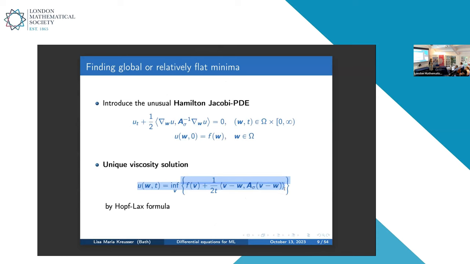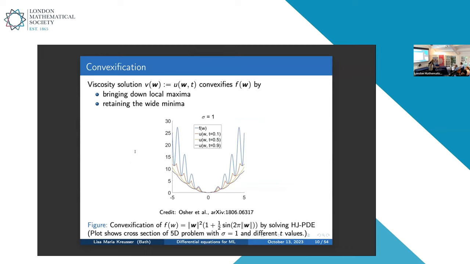So for instance, we are considering a function f of the form which is given here at the bottom, which you can also see in blue over here. So it is a function with a large number of saddle points and local minima. And of course, over here is our global minimum.